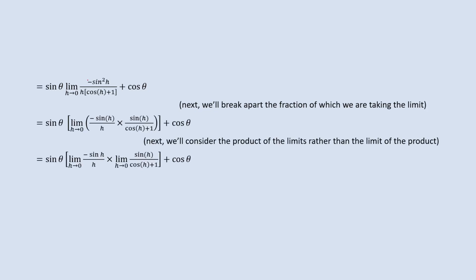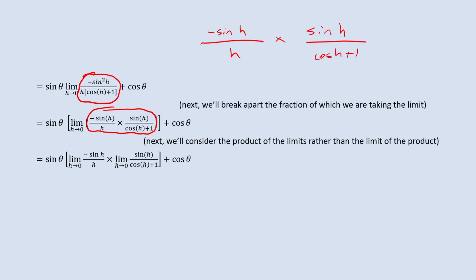Well, we're going to call this fraction here negative sine of h over h times sine of h over cos of h plus 1. Because obviously, if we were given negative sine of h over h times the sine of h over cos of h plus 1, we would know that we can multiply numerators and multiply denominators. So all we're saying to you here is go backwards. Taking the result, break it up into the components.